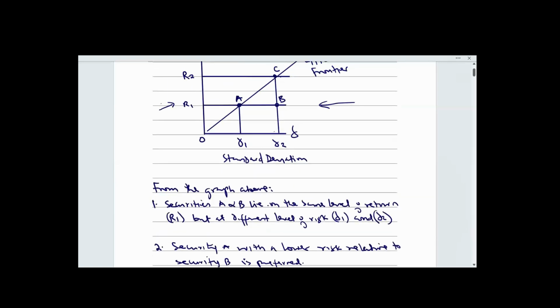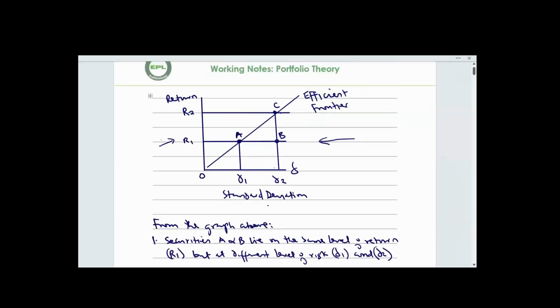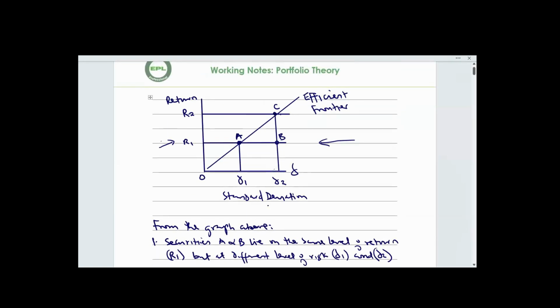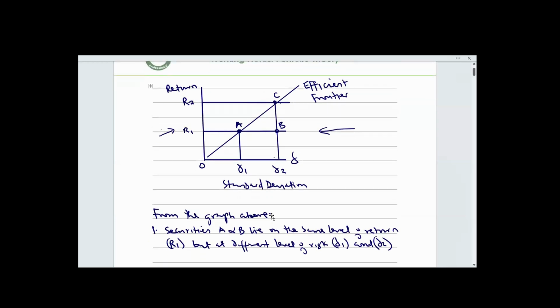Also, when you look at security B and C, you will notice that B and C lie on the same level of risk, D2, but different level of return. Therefore, security C with a higher return is preferred over security B. So you put it down.